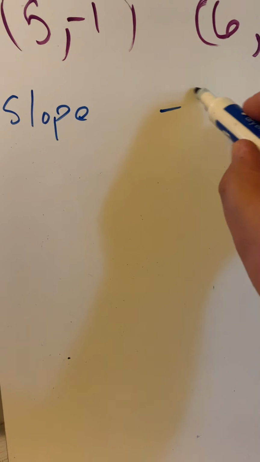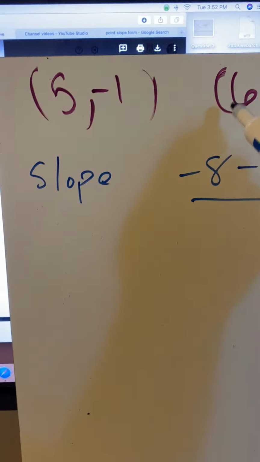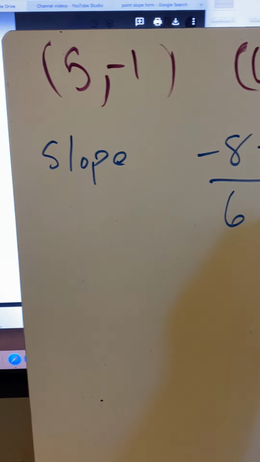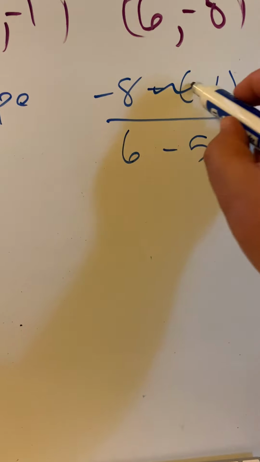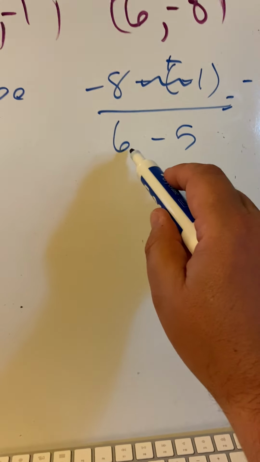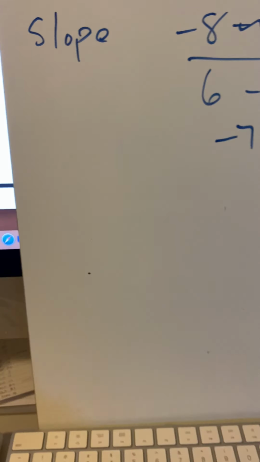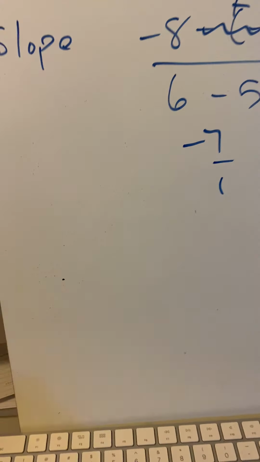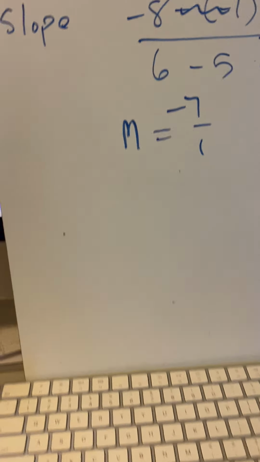Change in y, -8, minus a -1 over change in x, 6 minus 5. Change in y over change in x. This turns into a plus 8. -8 plus 1 is a -7, and 6 minus 5 is 1. You could just write this as -7. It doesn't matter. You could leave it as -7 over 1. It's really no big deal. But we now know that slope, or m, is equal to -7 or -7 over 1.